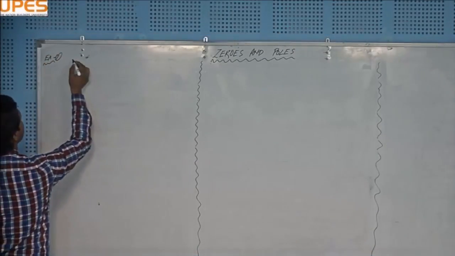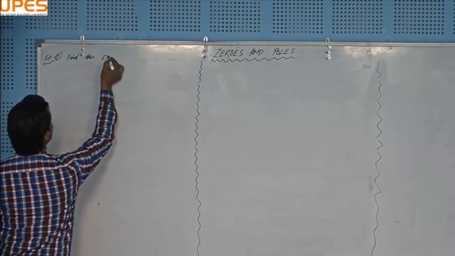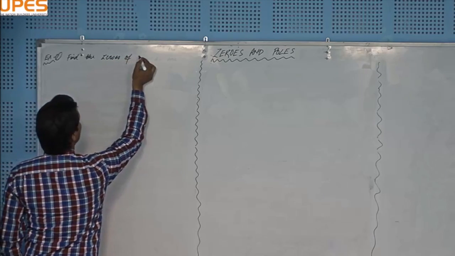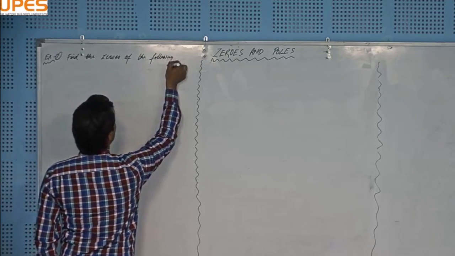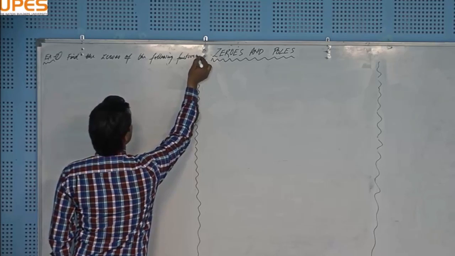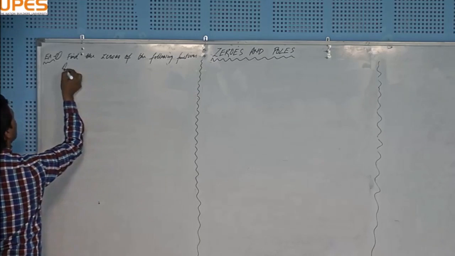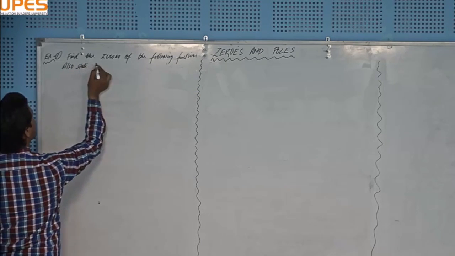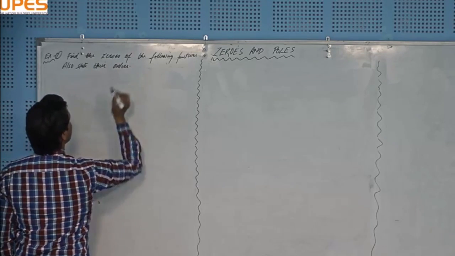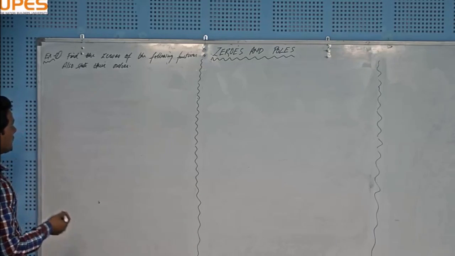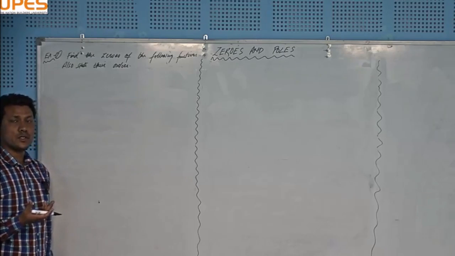Example number 1: find the zeros of the following functions, and also state their orders. So you have to find the zeros of a function. You will be given a complex valued function, and you have to find its zeros with their orders, right?